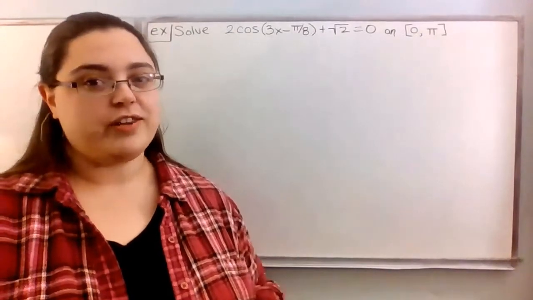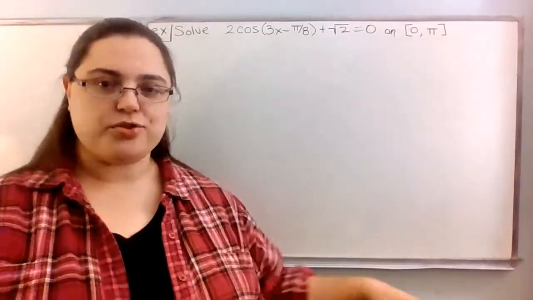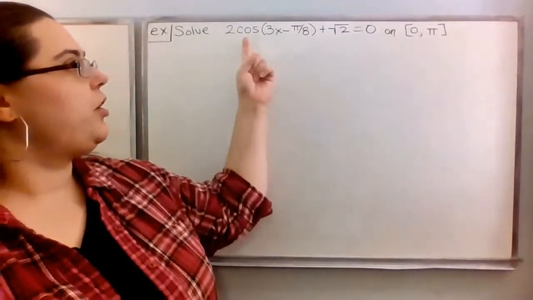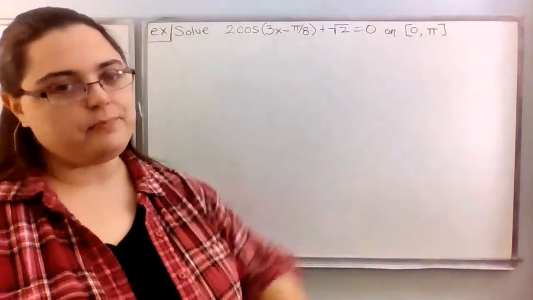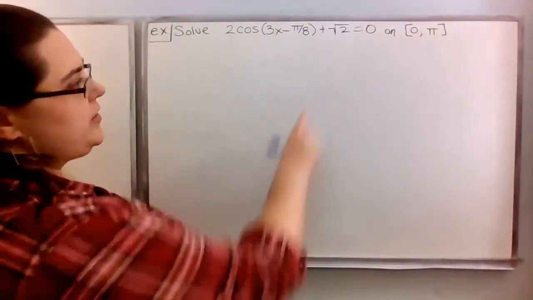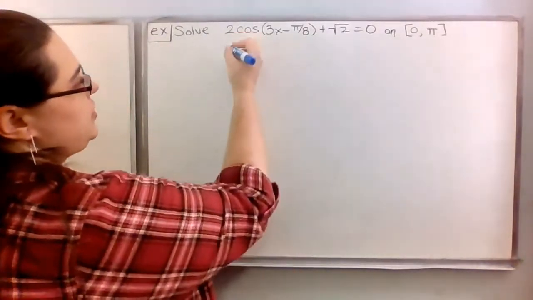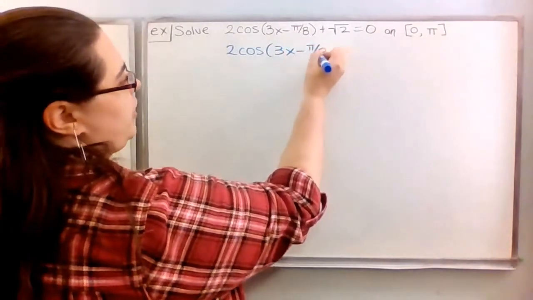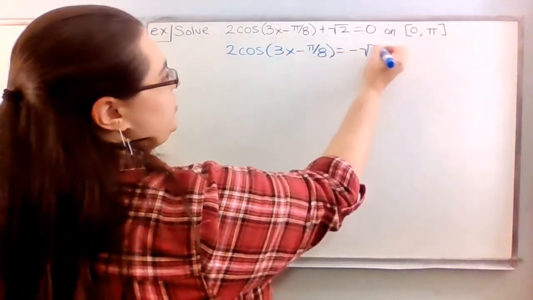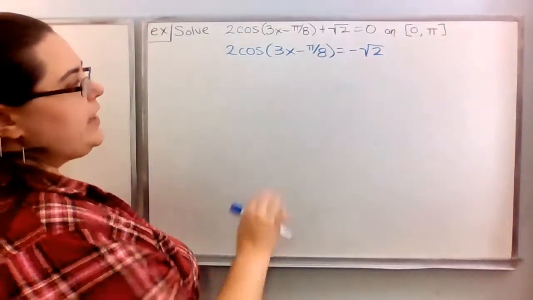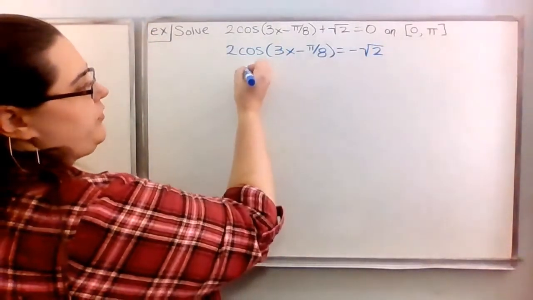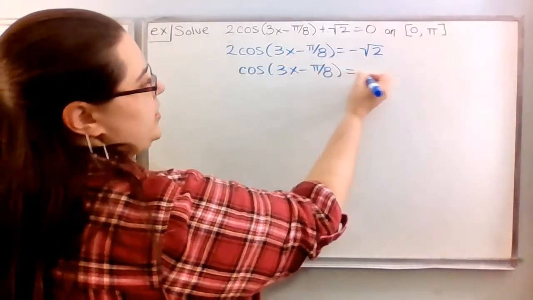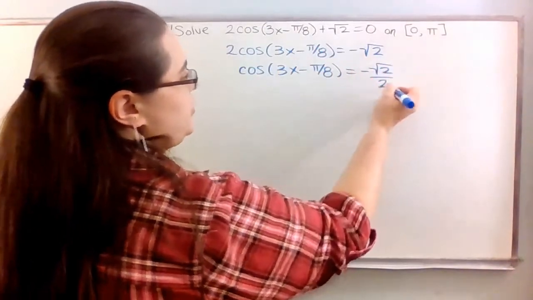So we're going to start solving this one just like we've solved all of the other trig equations so far, by isolating the trigonometric expression. So we want to get cosine of the mess equal to something. Let's begin by subtracting root 2 from both sides. So we'll get 2 cosine of (3x minus pi over 8) is equal to negative root 2. And then let's divide both sides by 2. So that will give us cosine of (3x minus pi over 8) is equal to negative root 2 over 2.